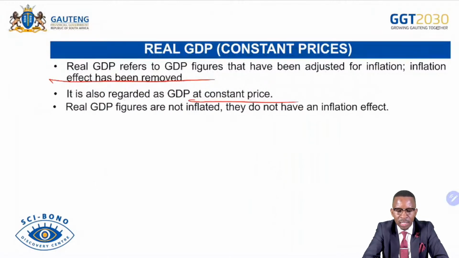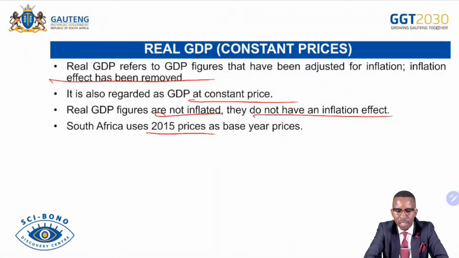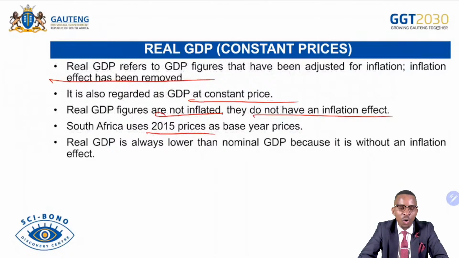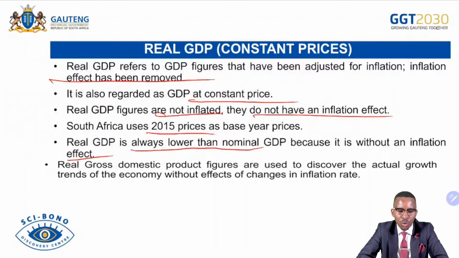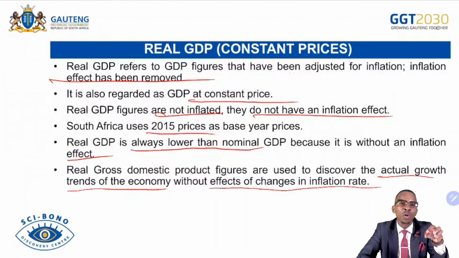Real GDP figures are not inflated. They don't have inflation effect. South Africa uses 2015 prices as its base year prices. So those are our constant prices that can be used to compare if there's an actual growth in the economy or there's only inflation. Real GDP is always lower than nominal GDP because it is without the inflation effect. So the real gross domestic product figures are used to discover actual growth trends in the economy without the effect of changes in the inflation rate. They are highly preferred because they give the actual growth trend in the economy that is not distorted by changes in inflation over the years.